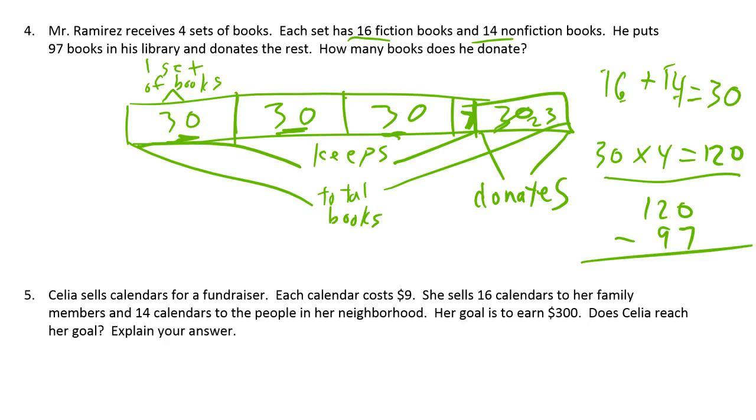We have to decompose a 10. 10 minus 7 is 3. That was 110 left. And we have to decompose this 100 to make 11 tens. So we'll have 2 tens left. And there's our 23.